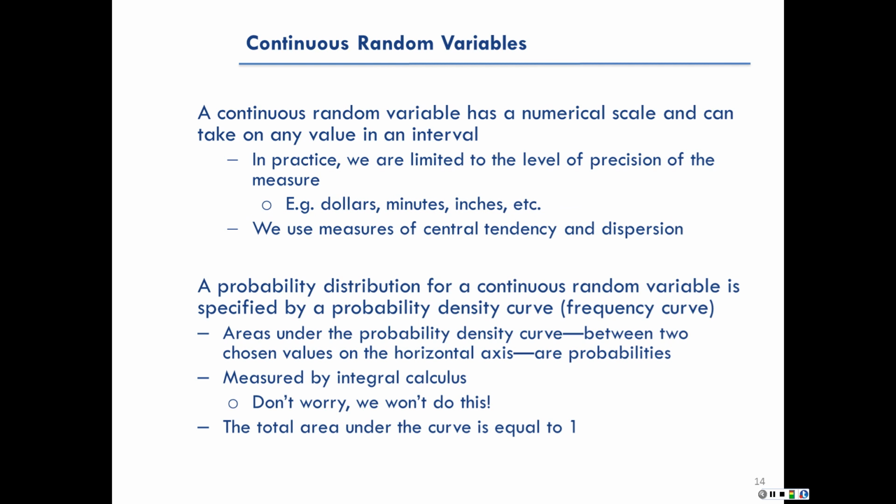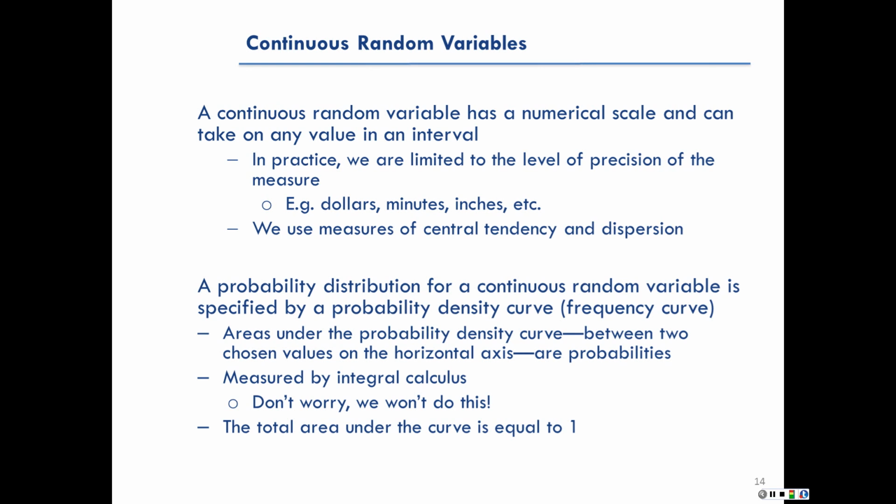So a continuous random variable has a numerical scale and it can take on any value in an interval. In practice though, we're limited to the level of precision of the particular measure. For instance, if we're talking about dollars, then dollars, maybe cents if we care about cents. Minutes would be another example. Inches would be another example, etc. And with these variables, we use the measures of central tendency and dispersion that we discussed in a previous lecture.